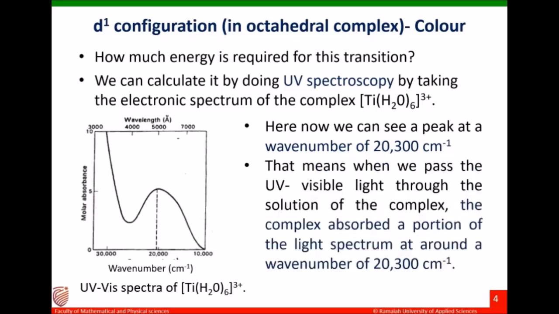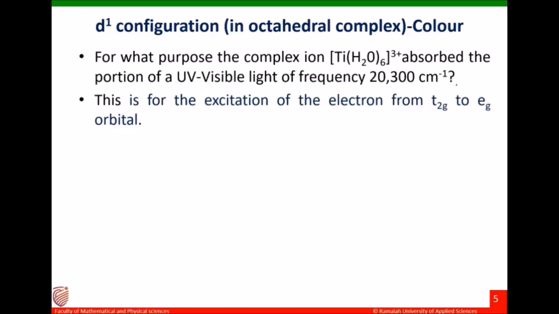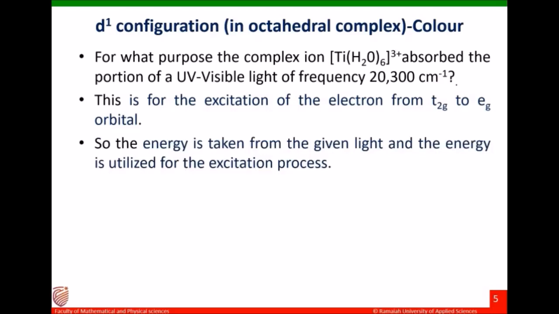That means when we pass UV visible light through the solution of this complex, the complex absorbed a portion of the light spectrum at around wave number of 20,300 centimeter raised to -1. For what purpose did the complex ion Ti(H2O)6 3+ absorb the portion of UV visible light of wave number 20,300 centimeter raised to -1? This is for the excitation of the electron from T2G to EG orbital. So the energy is taken from the given light and the energy is utilized for the excitation process.